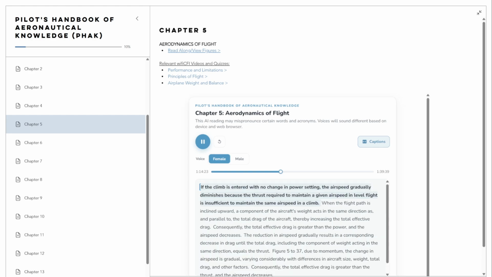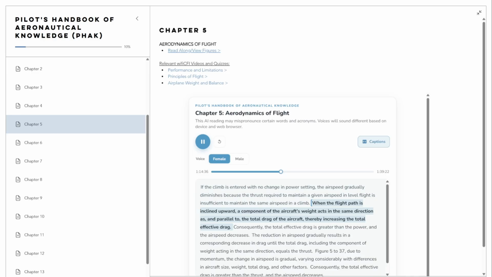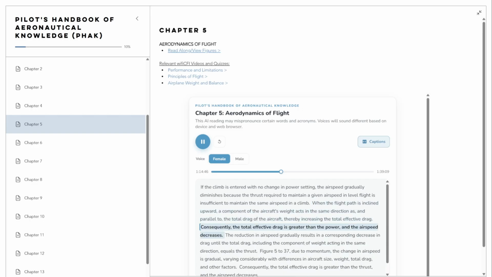If the climb is entered with no change in power setting, the airspeed gradually diminishes because the thrust required to maintain a given airspeed in level flight is insufficient to maintain the same airspeed in a climb. When the flight path is inclined upward, a component of the aircraft's weight acts in the same direction as, and parallel to, the total drag of the aircraft, thereby increasing the total effective drag. Consequently, the total effective drag is greater than the power, and the airspeed decreases.